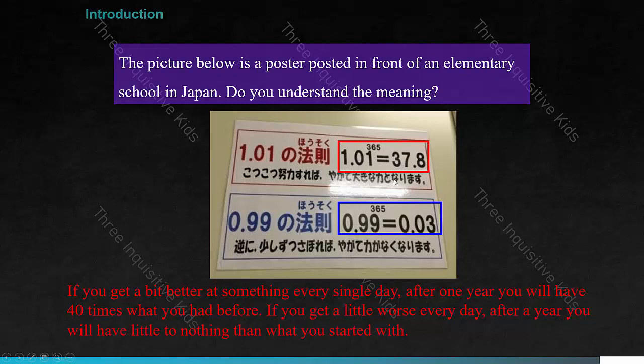And if you get just 0.01 worse every day, so you're going to multiply 0.99 to your number every single day, after 365 days, which is 1 year, you will be left with 0.03. It's basically nothing. So this tells you that if you improve just 0.01 every single day, after 1 year you will have 40 times what you had before.